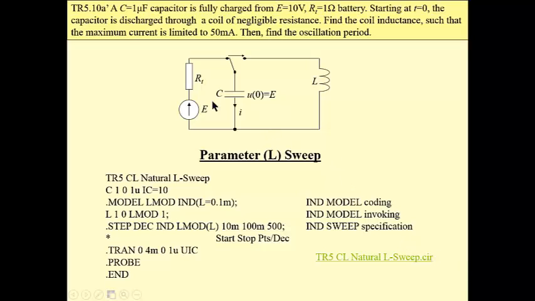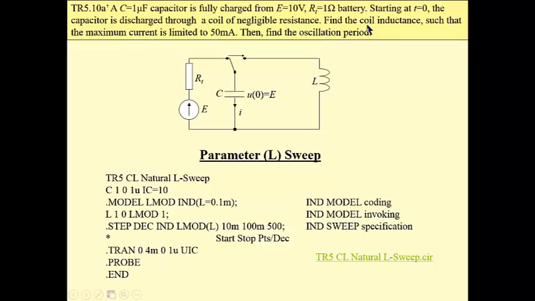In this circuit, the capacitor C first is fully charged from this voltage source. Then, starting at t equals zero, the capacitor is discharged through a coil of negligible resistance. What does it mean? It means that this current, this response, is a sinusoidal waveform.